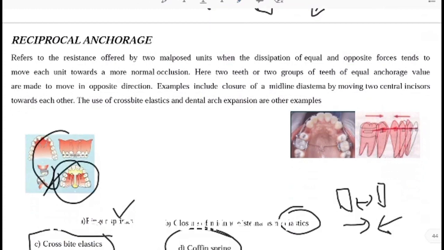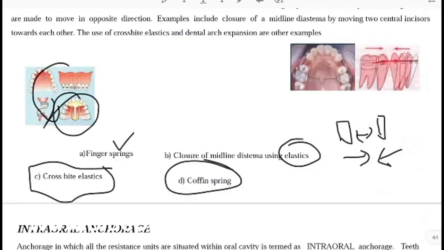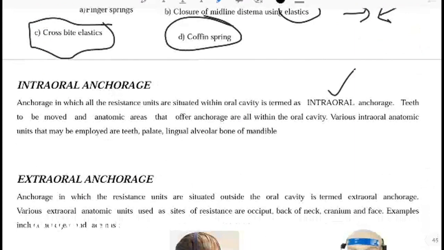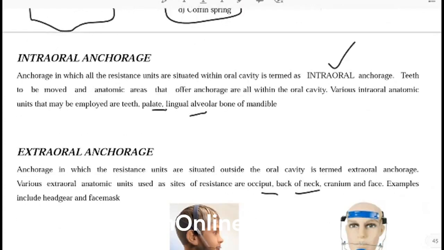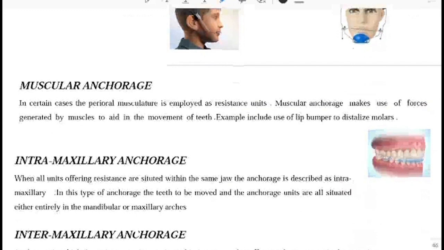Then intraoral anchorage, as I told you, we are taking the resistance unit from the oral cavity. Then you call it an intraoral anchorage, like the palate, lingual alveolar bone, something like that. That is intraoral. Extraoral, you take it from outside, from the occiput, the back of the neck, cranium, or face, like headgear or face mask. Then muscular anchorage, you are taking from muscles to aid the movement. So that is muscular anchorage.